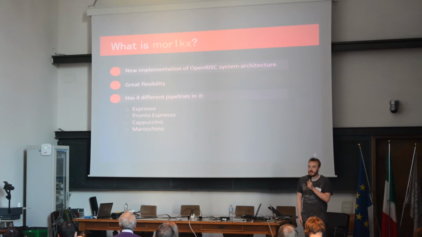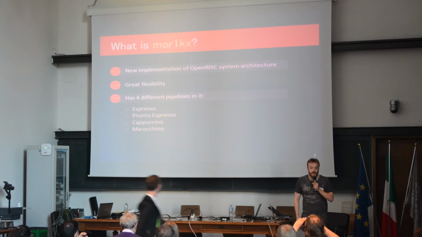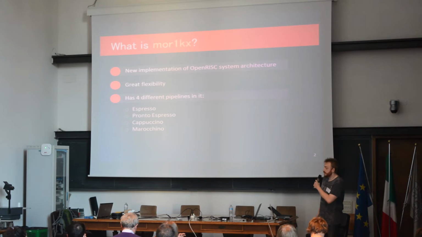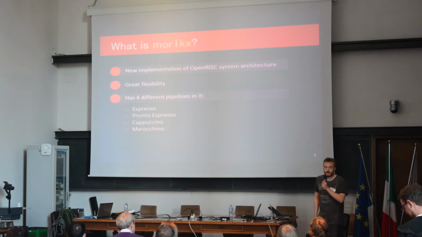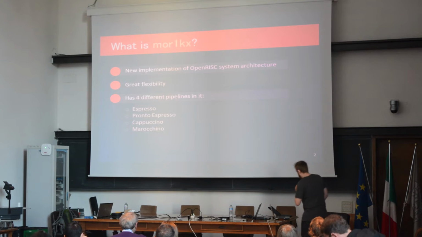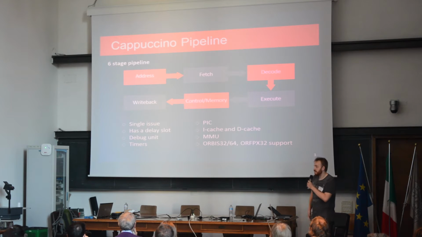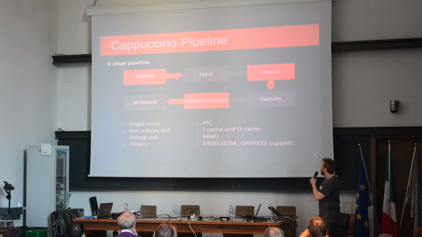This pipeline is designed, I think, by Andrew Bacharov, and I don't know much about it. So among the other 3, Espresso, Pronto Espresso, and Cappuccino, the Cappuccino one is the most sophisticated, so let's take a look at it. I guess it's a classic RISC pipeline. It has 6 stages and it's single issue. It has a delay slot and a bunch of optional units such as debug unit, timers, iCache, dCache, etc.